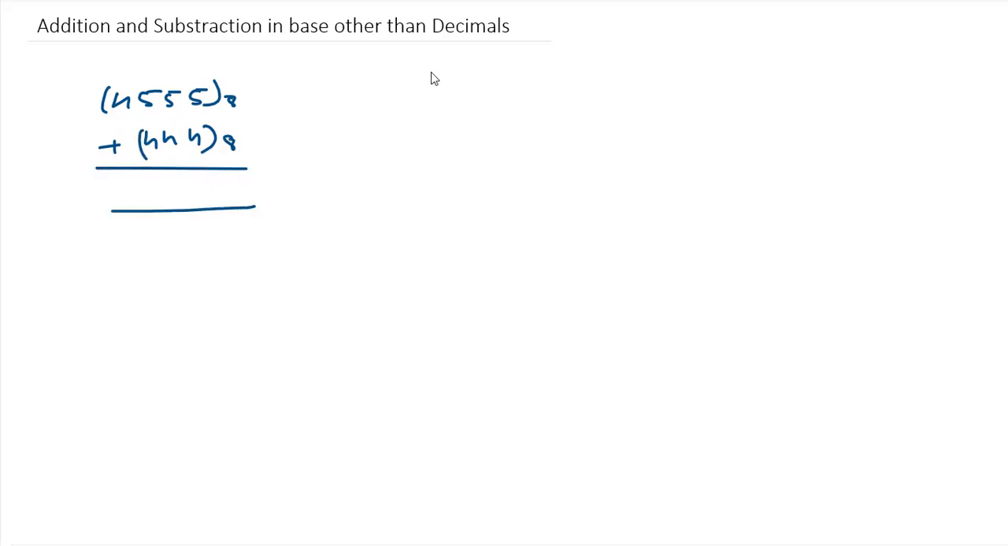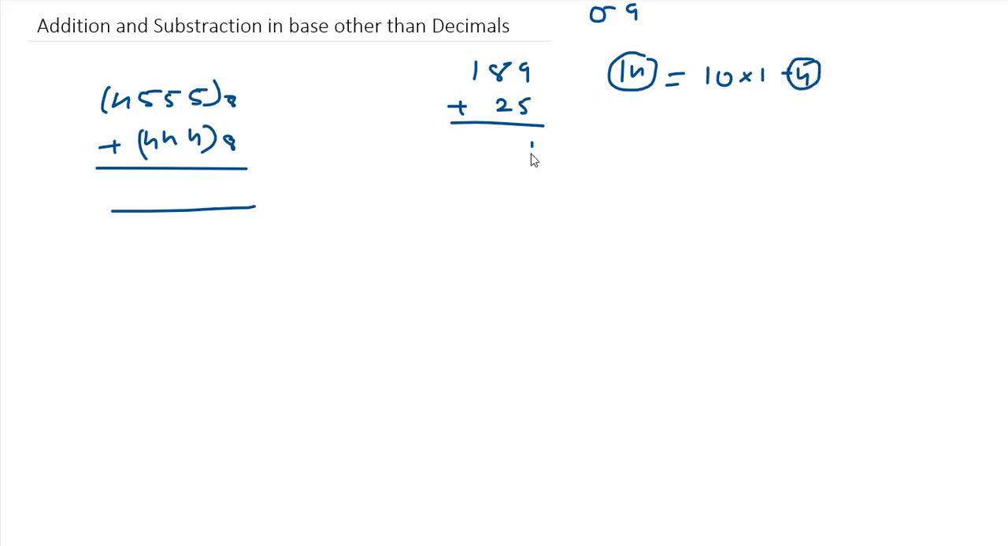Let us first understand how we add numbers in base 10. So let us take this example, 189 plus 25. If you want to add these numbers, first we'll add the units digit, which is 9 plus 5, which will give us 14. Now we cannot write 14 here because the digits available in the decimal system are only from 0 to 9. So there is no representation for 14. So what we will do is we'll write this 14 as 10 into 1 plus 4. So this additional part 4 we'll write here, and since 10 is multiplied once, we'll take this carry over 1 over here.